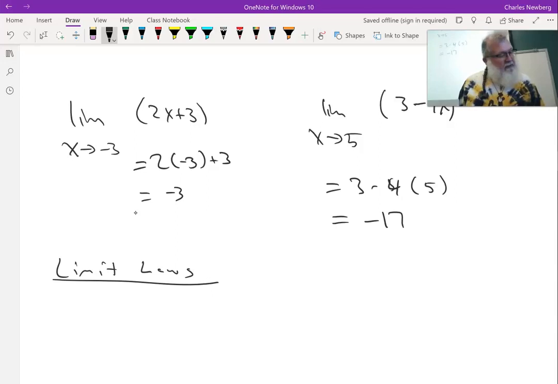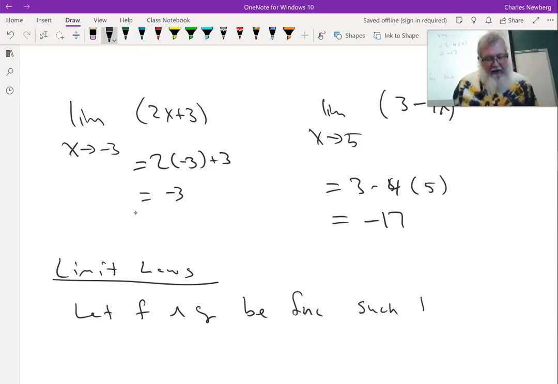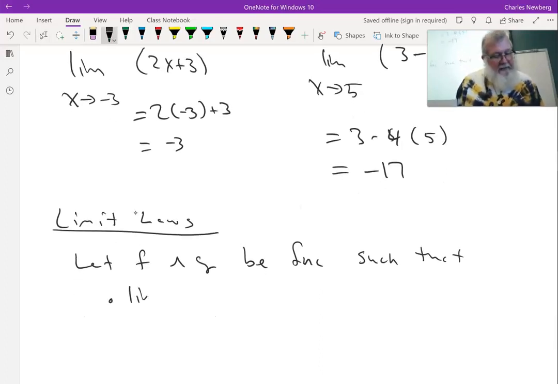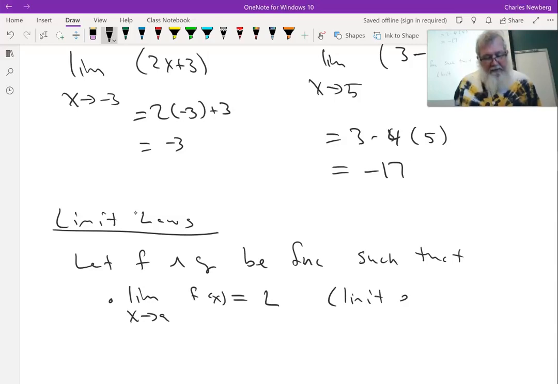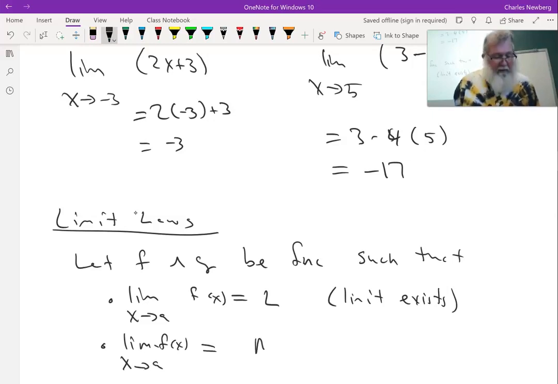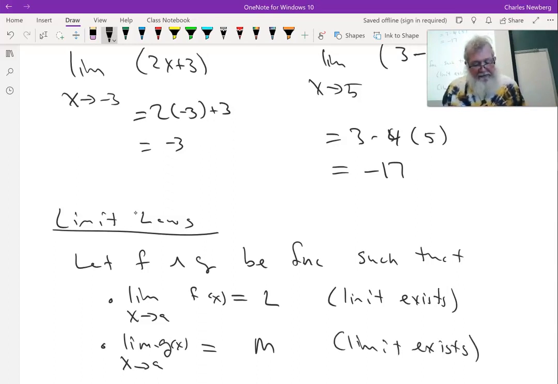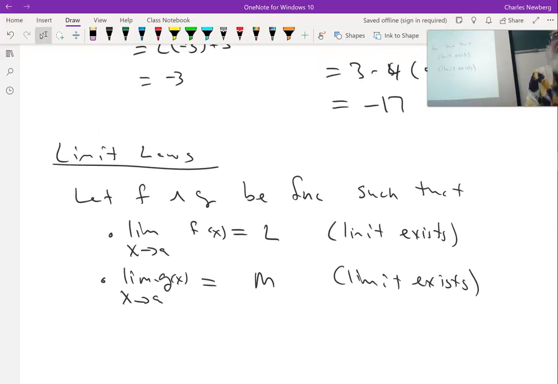So we need some terminology so far. Let f and g be functions such that the limit as x approaches a of f of x equals L, the limit exists, and the limit as x approaches a of g of x equals, we'll call it m. So we got two functions floating around. Sorry, that second function should be called g. And both of their limits exist as we're going into what? The same point, a. So we know this.